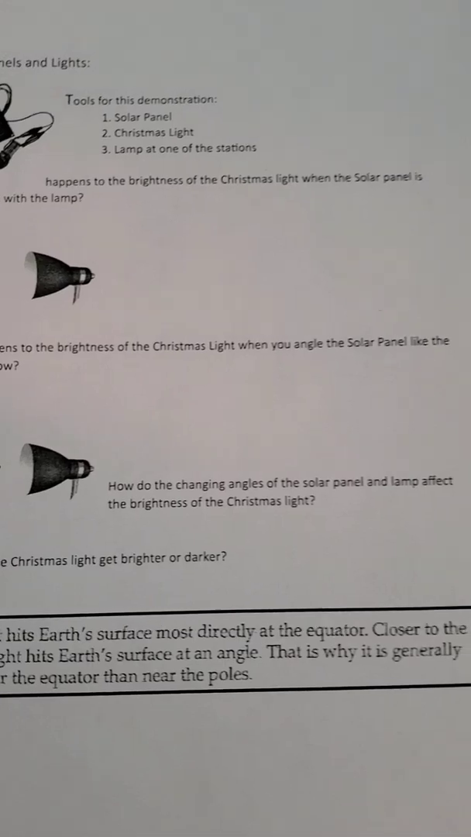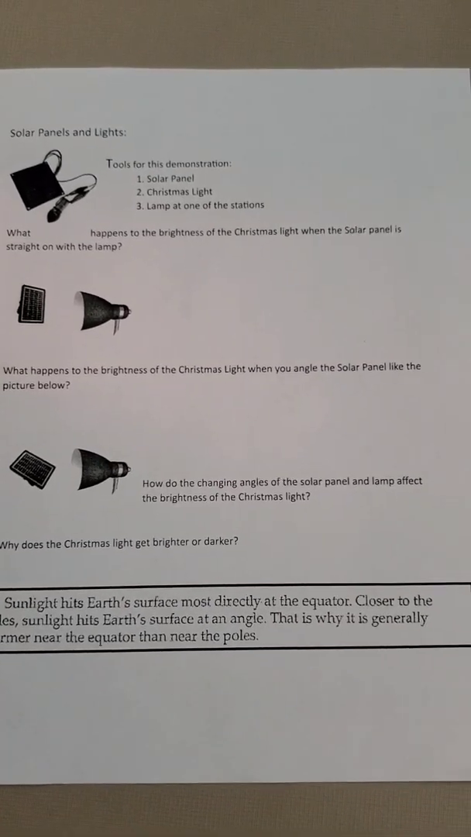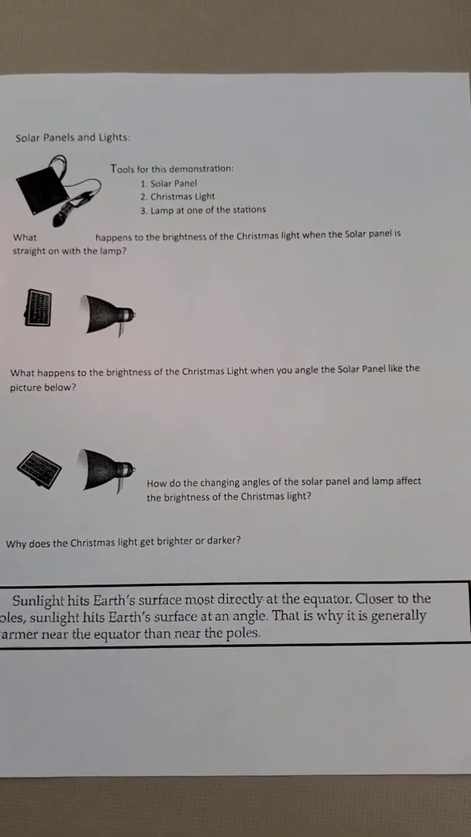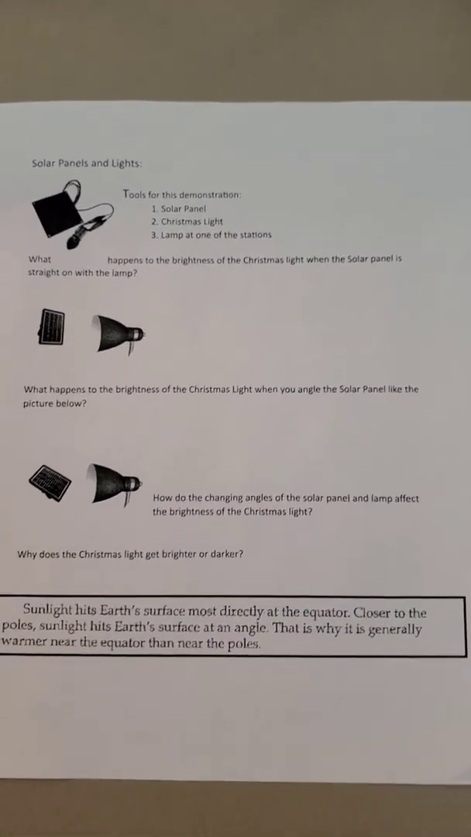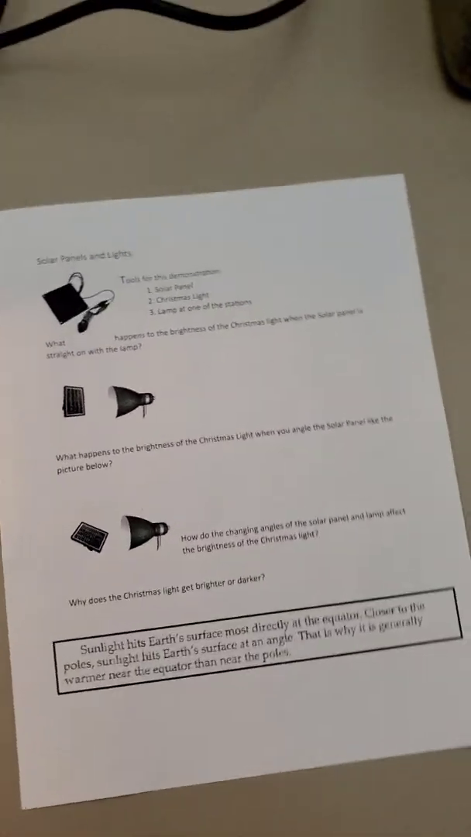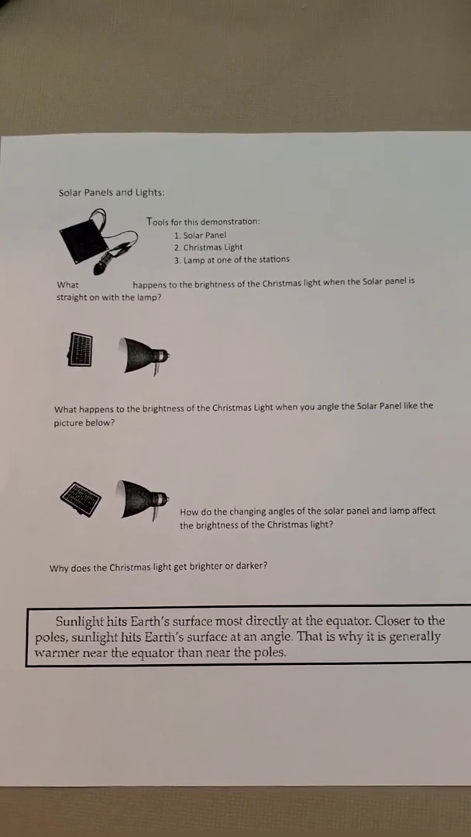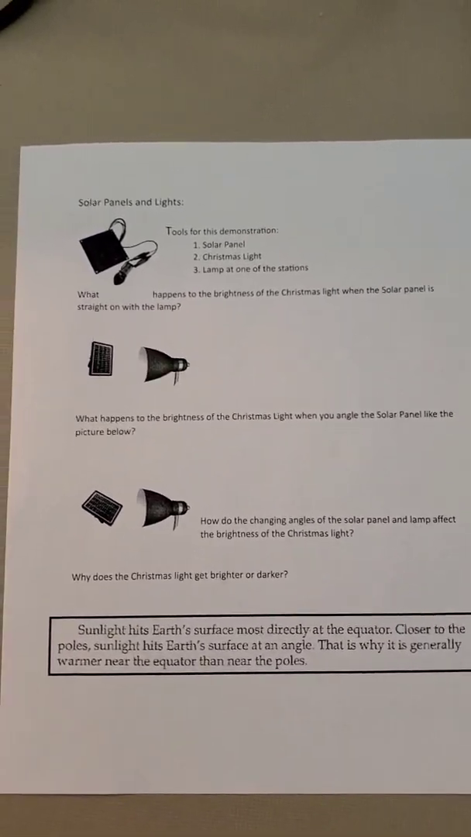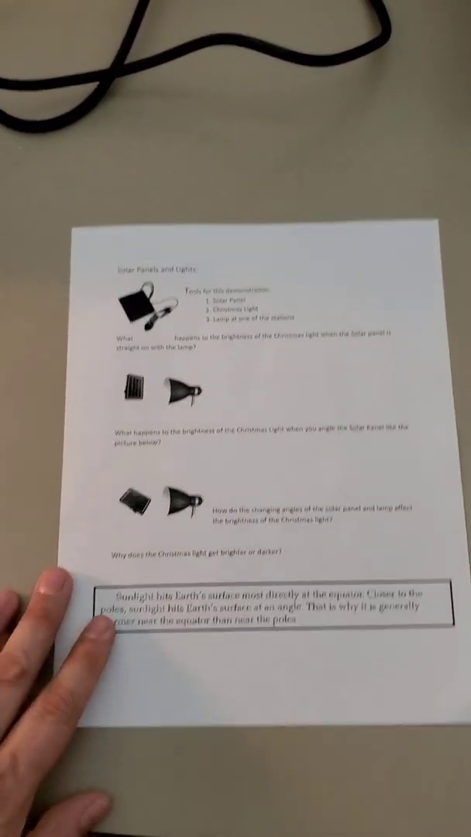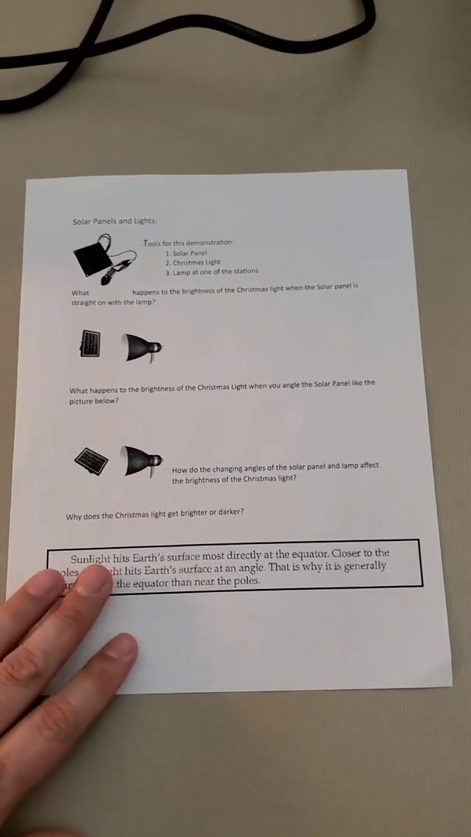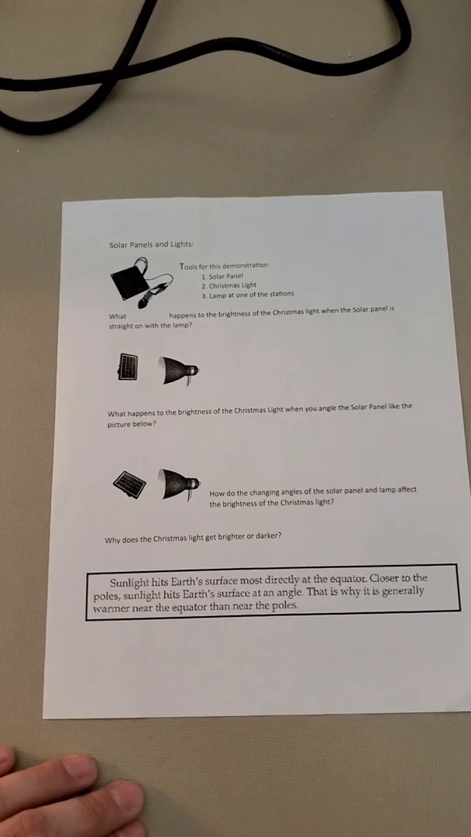Next, this question says, how does changing the angles of the solar panel and lamp affect the brightness of the Christmas light? We just saw how that works, so all you have to do is describe it. Next, why do the Christmas lights get brighter or darker? So what is happening when we get direct light versus indirect light? Please read this little blurb at the end, and then we'll go on to the next activity.